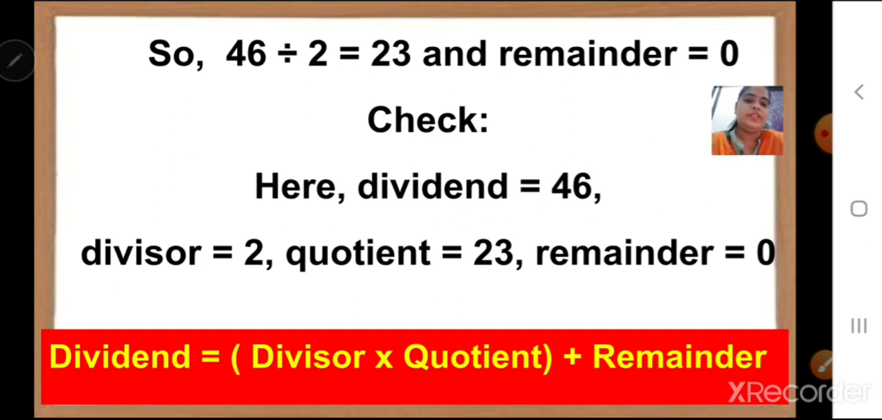And then in the question they have asked us to check our answer. So you will write check. Then write dividend is equal to 46, divisor is equal to 2, quotient is equal to 23 and remainder is equal to 0. After that you are going to write the formula. What is the formula? Dividend is equal to divisor into quotient plus remainder.